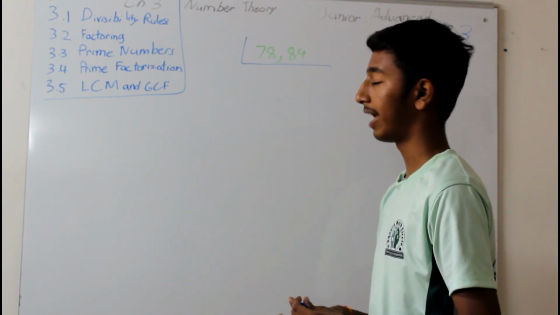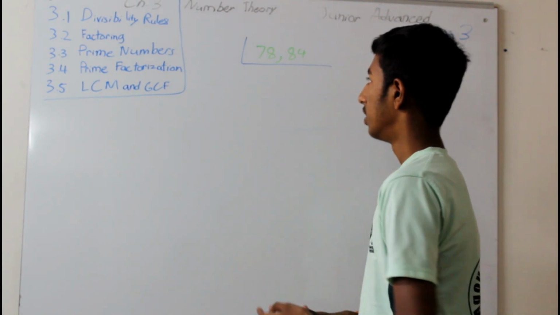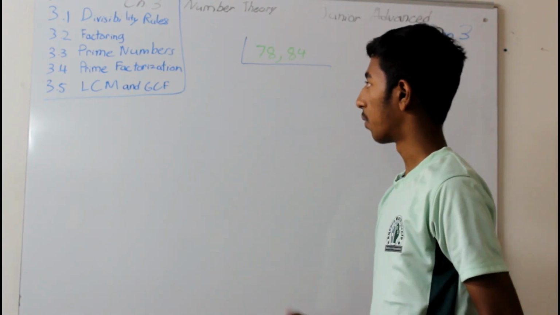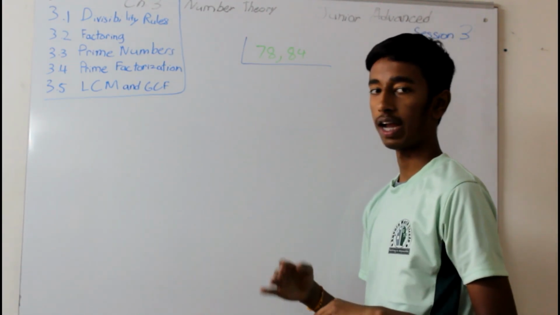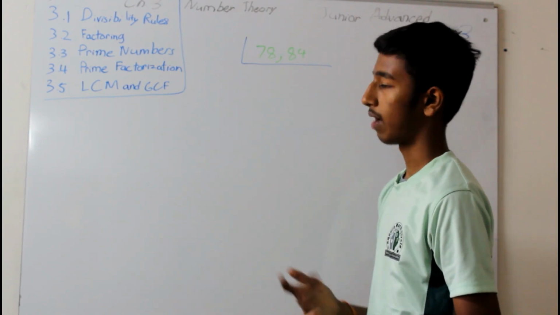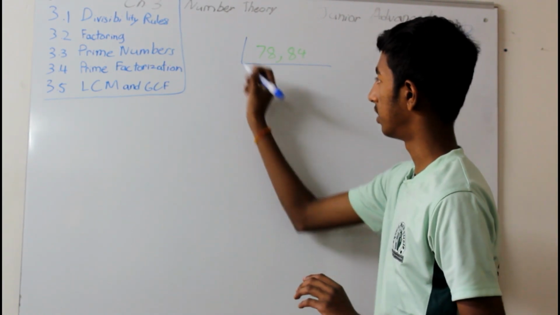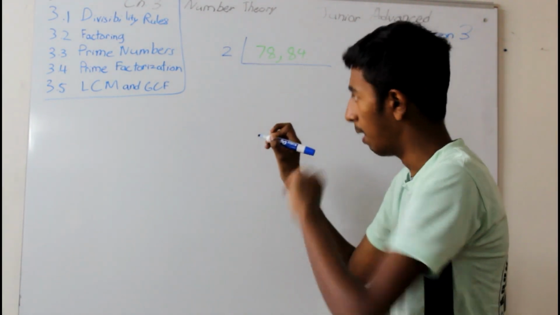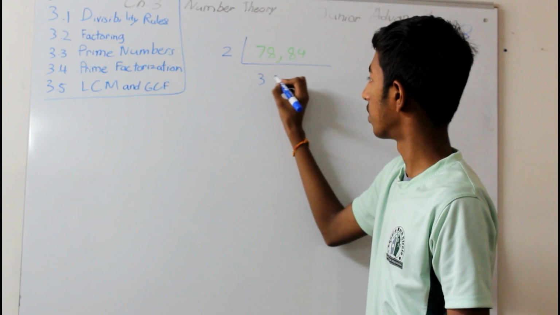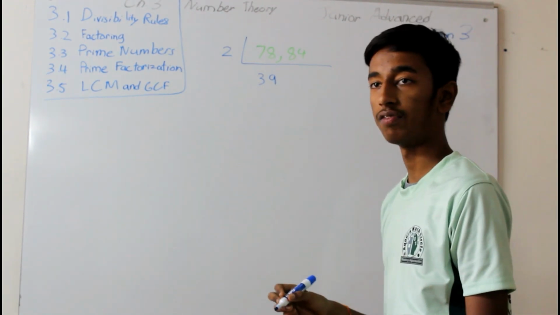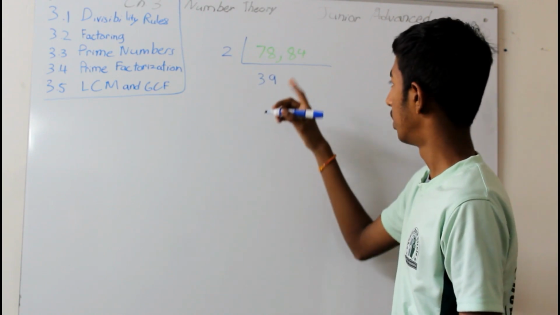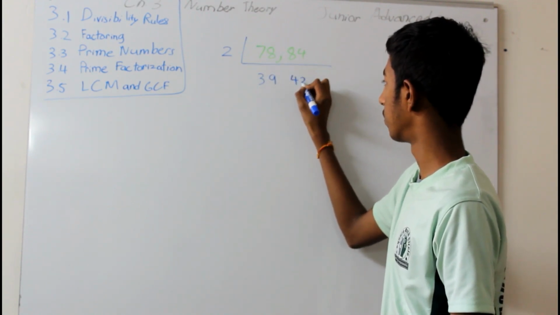If you want to find the LCM or GCF of two numbers, you draw a little box and put your two numbers inside this box. Then you find the greatest factor that you can think of for these two numbers. At the moment, the greatest one I can think of is 2. Once you get 2, this becomes 39, because 78 divided by 2 is 39, since you're taking a 2 out from each one of them. And the other becomes 42.